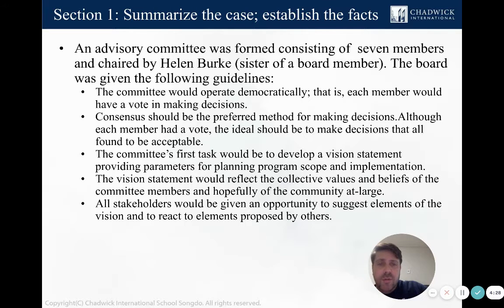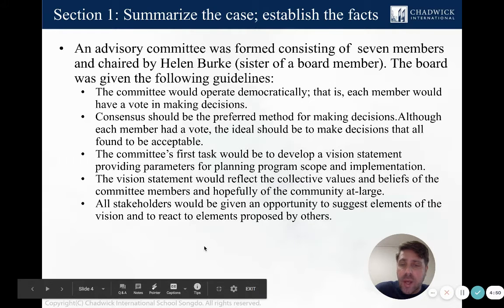The committee's first task would be to develop a vision statement providing parameters for planning, program scope, and implementation. The vision statement would reflect the collective values and beliefs of the committee members and hopefully of the community at large. All stakeholders would be given an opportunity to suggest elements of the vision and to react to elements proposed by others.